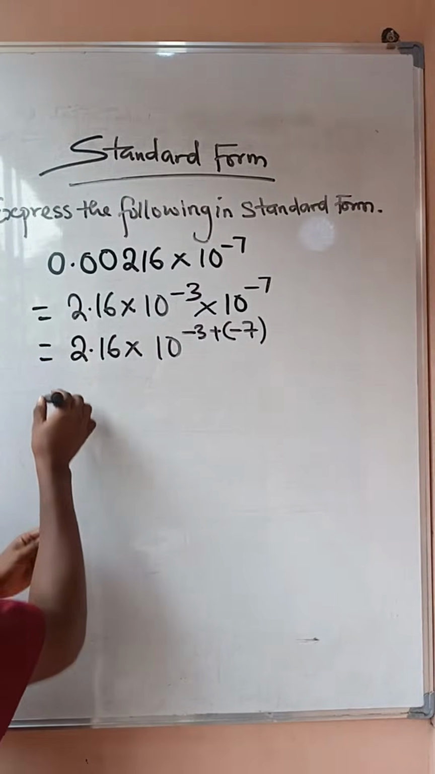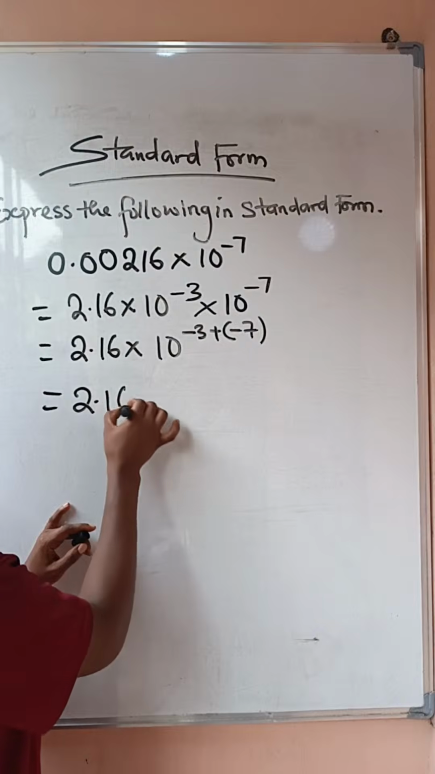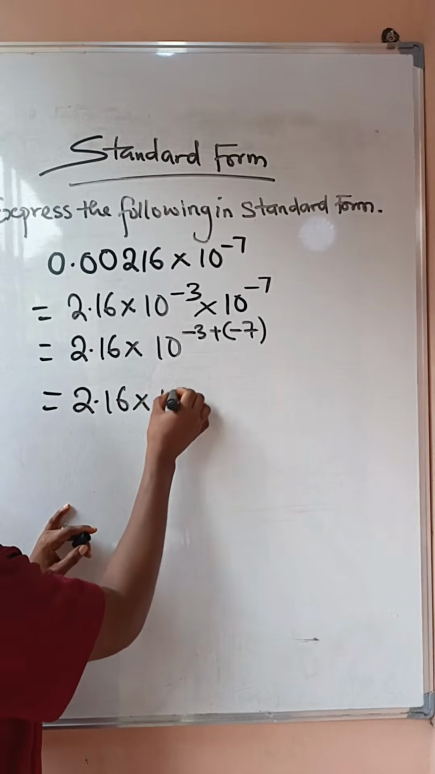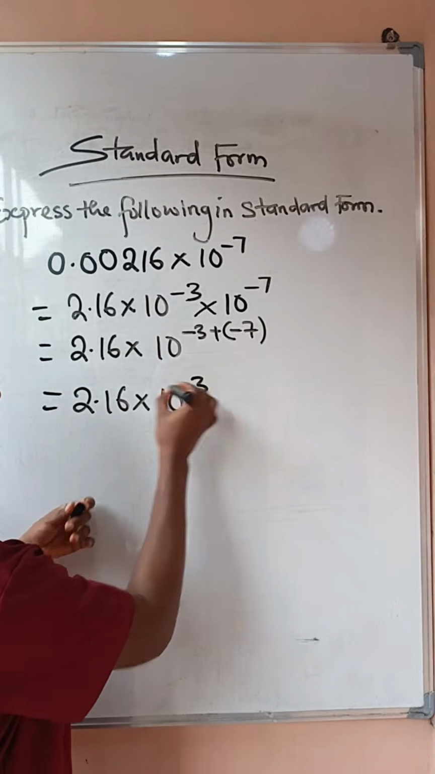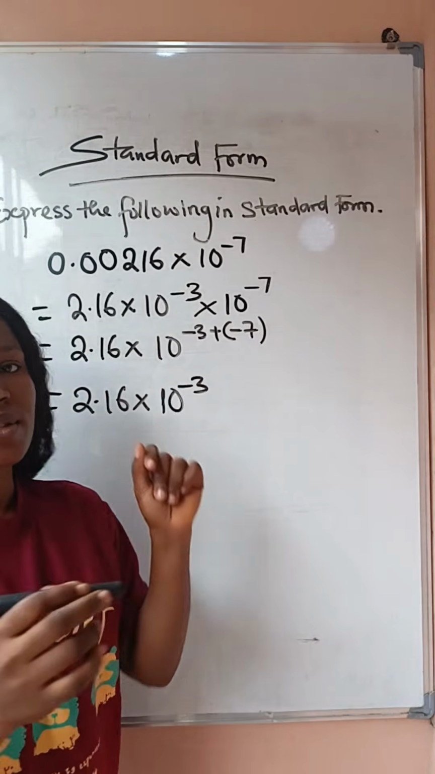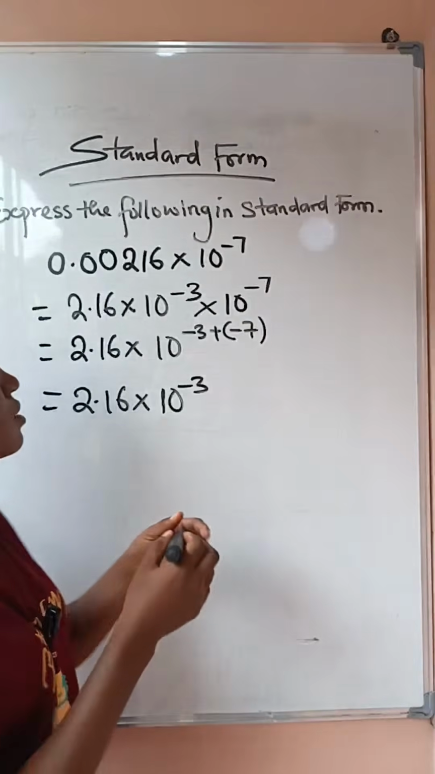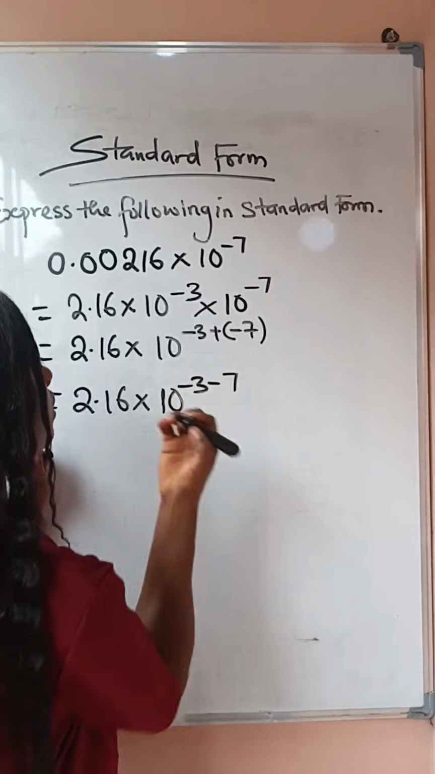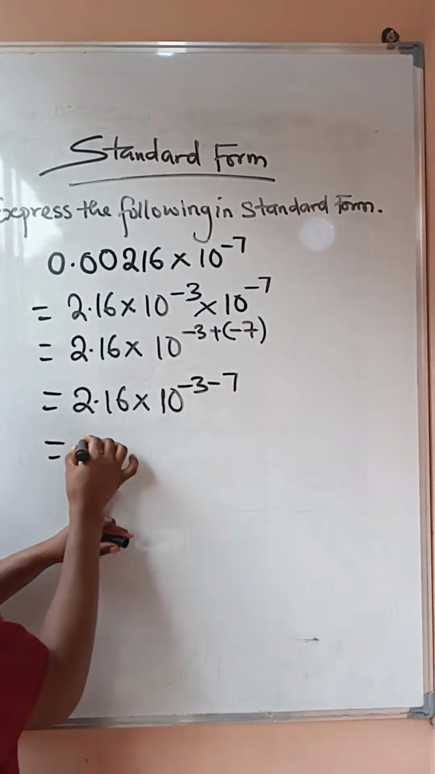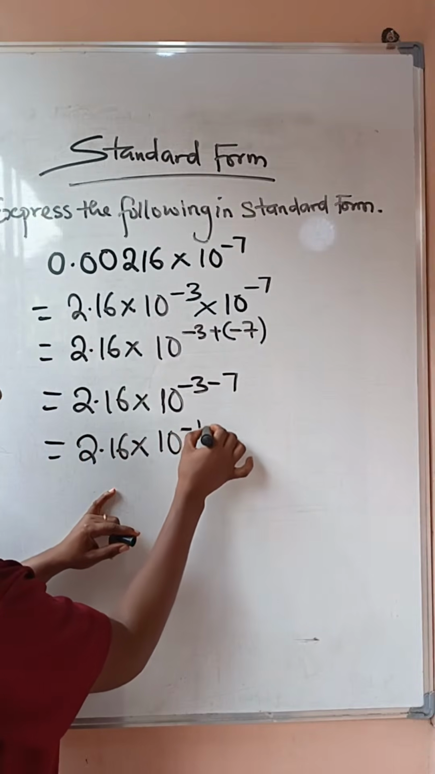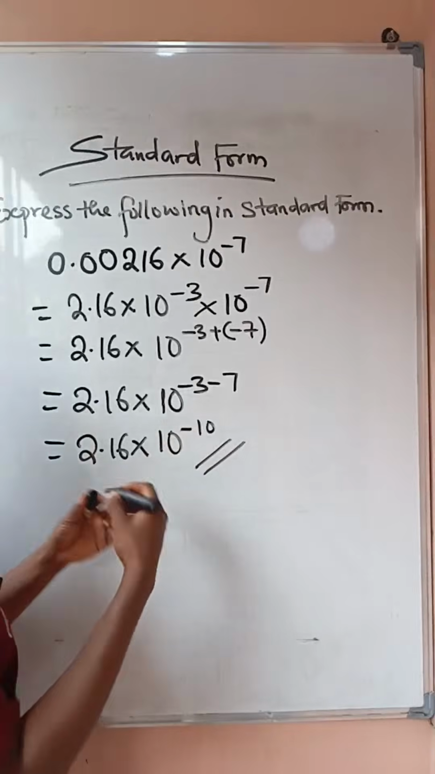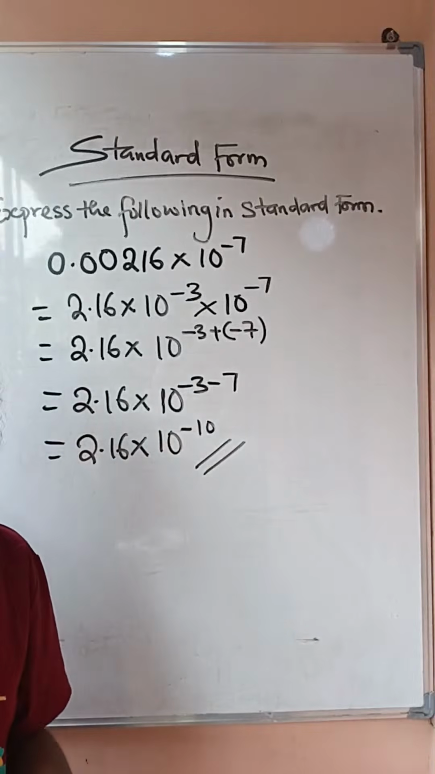Okay, now this will be equal to 2.16 times 10 to the power of, now we have minus 3 plus minus 7. Plus times minus is what? Minus, right? So we have minus 7 again. So our final answer will be 2.16 times 10 to the power of minus 10. And that becomes our answer. Very easy, right?